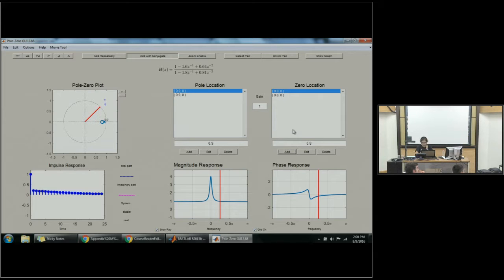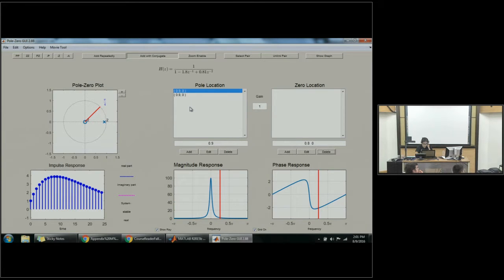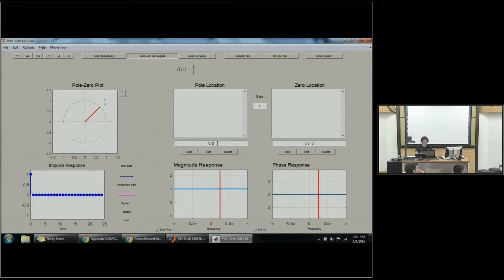So let me show this to you again. If it's 0.1, we see how the filter response is, right? It's not very good. It's supposed to pass low frequencies and not pass any other frequency. Right now it's almost passing all the frequencies, because it's very close to the origin.